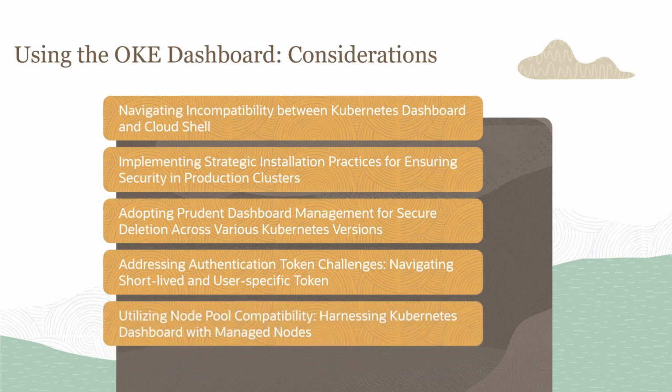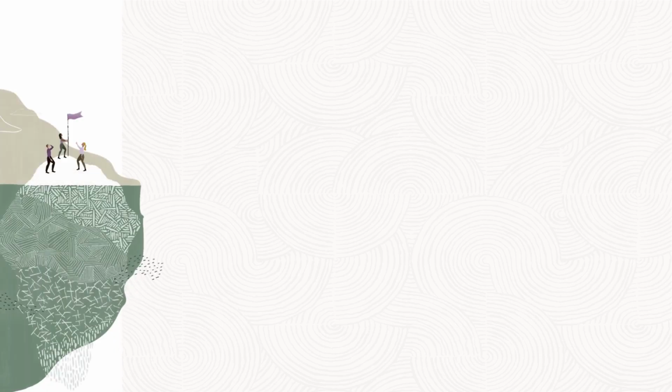Kubernetes dashboard works with managed node pools, but remember, it does not work with virtual node pools in OKE configurations. To wrap up, in this lesson we covered a step-by-step guide on accessing a Kubernetes cluster using the Kubernetes dashboard in OCI. From deployment methods to authentication setup and navigating the dashboard, we explored the essentials for efficient management and troubleshooting of containerized applications in OKE clusters.